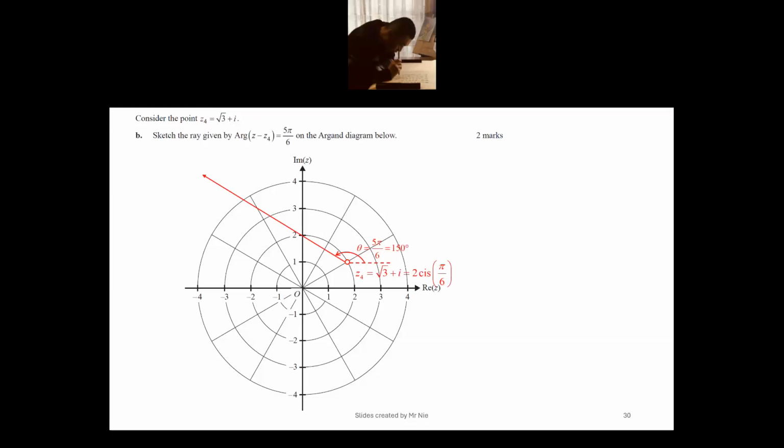And then extend the ray from the originating point here. Okay? And a quick check is you should be able to form, let's say, an equilateral triangle with side lengths 2. And therefore, ideally, the ray should cut through exactly at (0, 2), this y-intercept here. Okay?